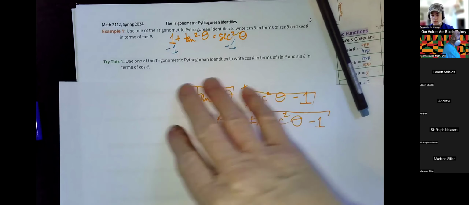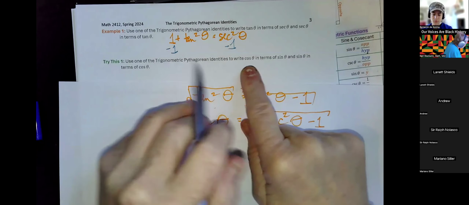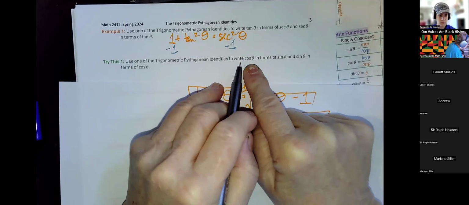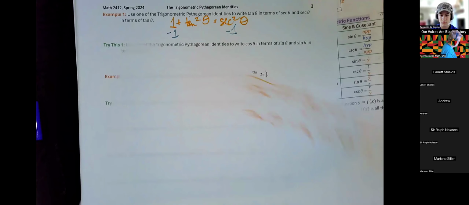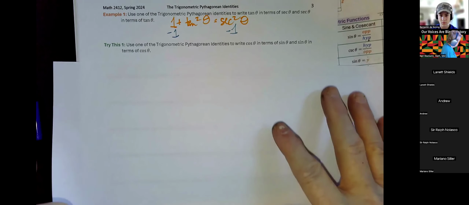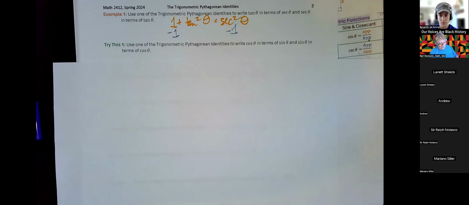I want y'all to do this. Write cosine theta in terms of sine theta. And I'm going to shut up so that y'all can do that. And I want to hear you do it, please.